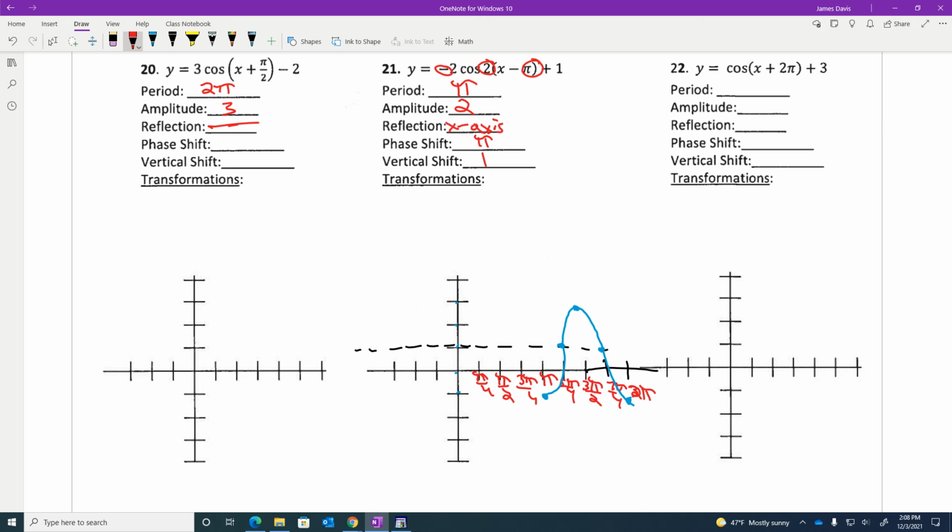The phase shift, since it's a plus pi over 2, we want to do a minus pi over 2. Yeah, opposite. And then the vertical shift is negative. Okay. So we'll go 4 out for the period. And then here's the other. Vertical shift is -2, so we'll go down to -2 to make our midline.